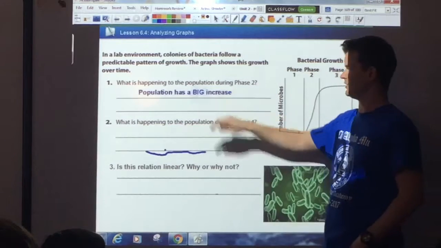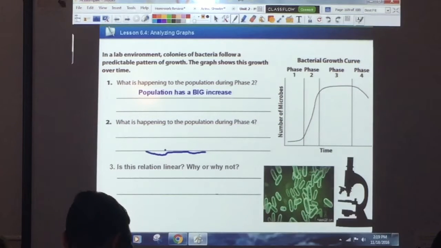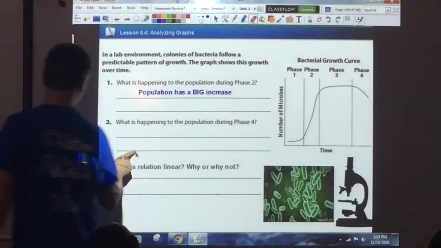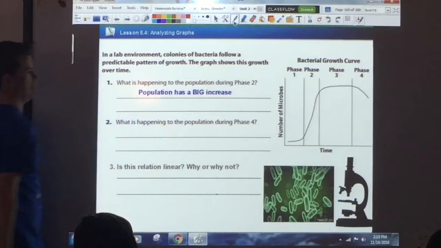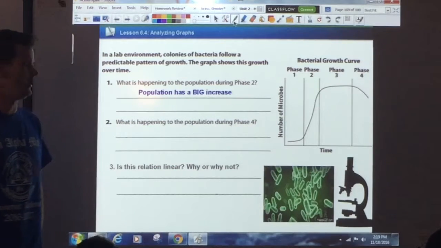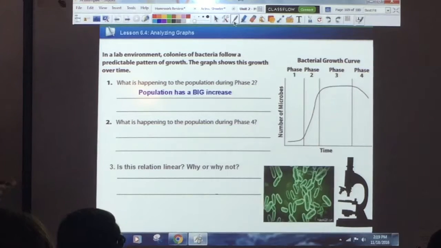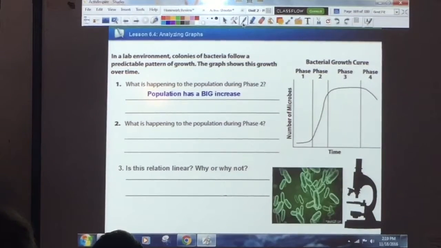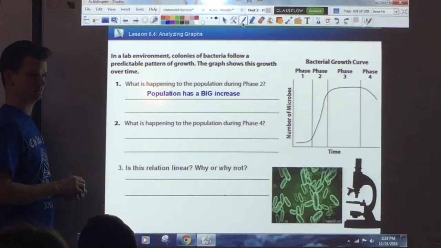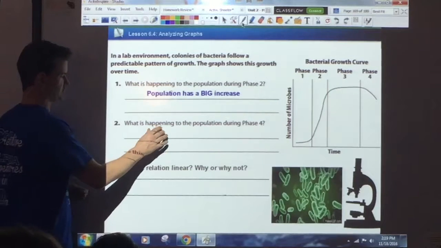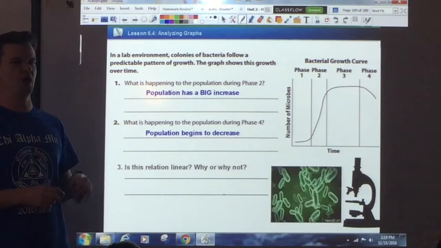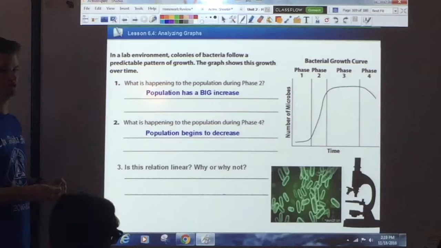Robin, it's increasing. There's a big increase in the population. Boom! It explodes. Big increase in population, baby. Stuff's blowing up. They're having a bacteria party. And then, Eric, what happens to the population during phase 4? It's falling. It starts to decrease. Bacteria is born, they grow, they begin to die. The population begins to decrease.